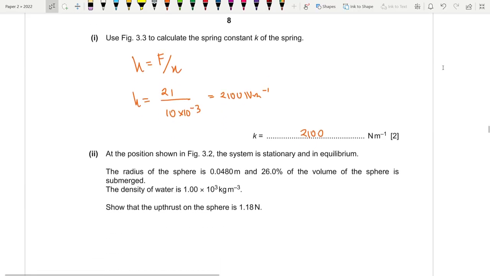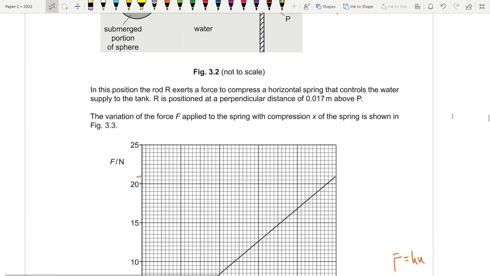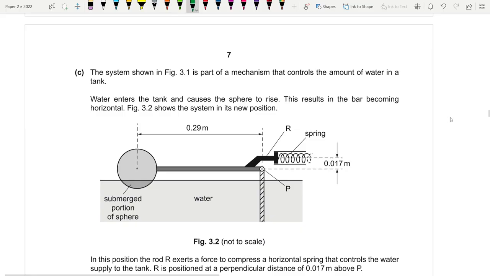At the position shown in figure 3.2, the system is stationary and in equilibrium, right? The radius of the sphere is 0.0480 and 26% of the volume of the sphere is submerged. The density of the water is this much. Show that the upthrust of the sphere is 1.18. So how is this sphere in equilibrium?